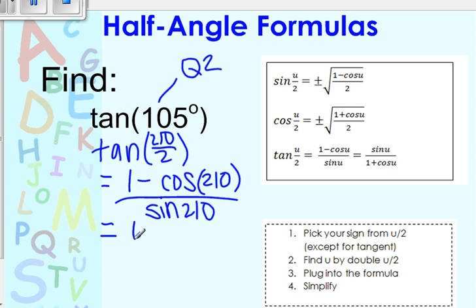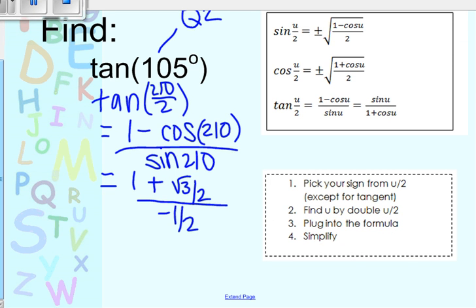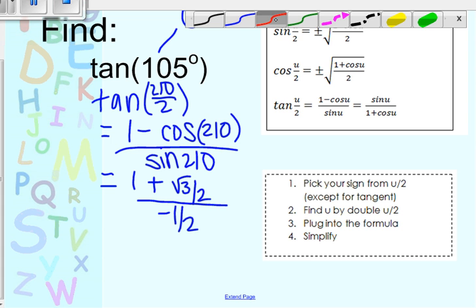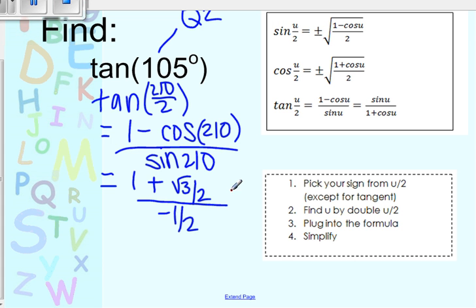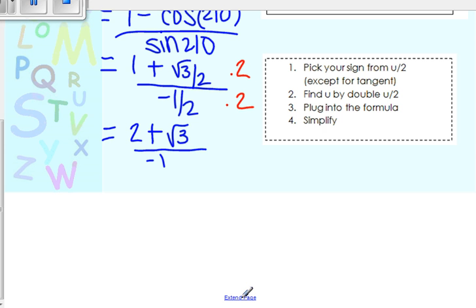negative. So in the top, we're going to get 1 plus the square root of 3 over 2 over negative 1/2, because sine there is indeed negative. Again, I'm going to get rid of my fractions because I don't enjoy dealing with them. So I'm going to get times 2 in both the top and the bottom. So I'm going to get 2 plus the square root of 3 over negative 1/2 times 2 just gives me a negative 1, which means I need to multiply everything in the top by this negative 1. So I get negative 2 minus the square root of 3.